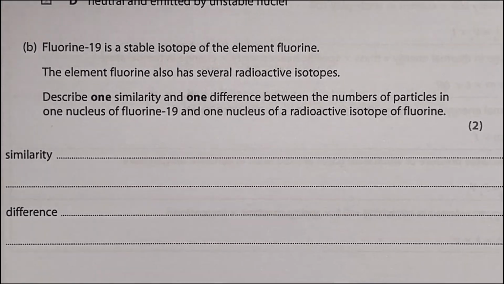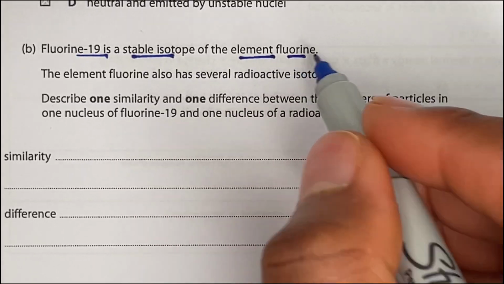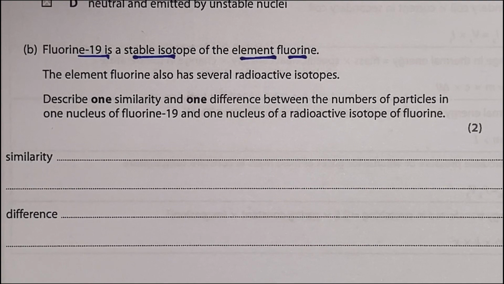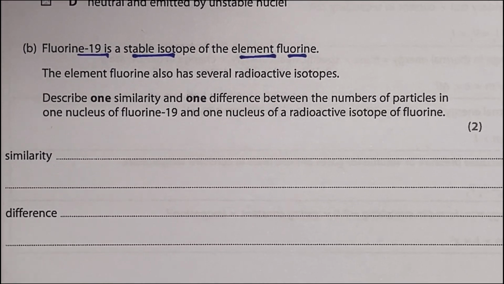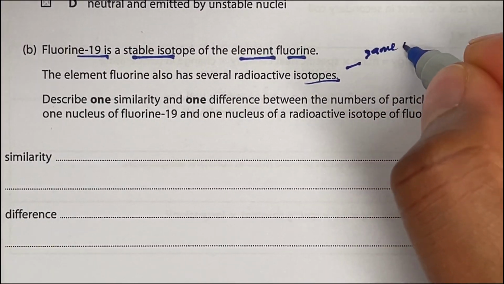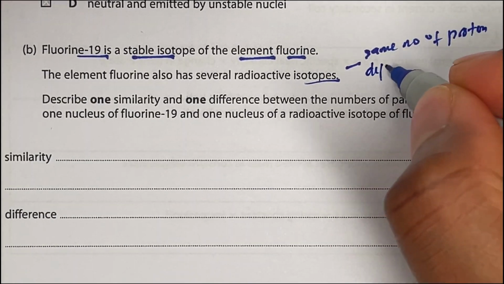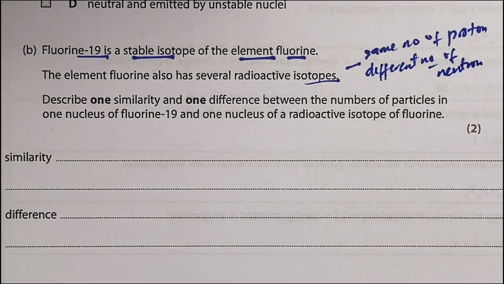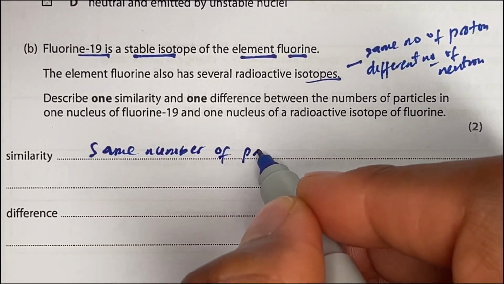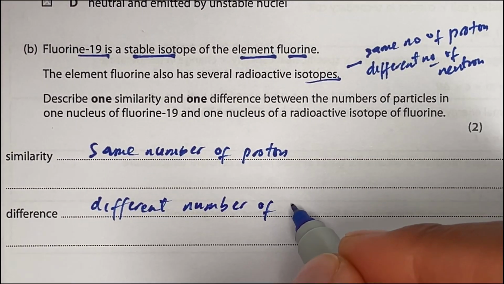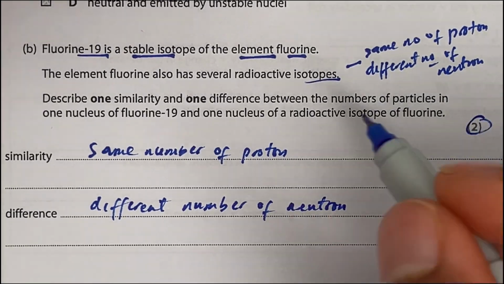Fluorine-19 is a stable isotope of the element fluorine. The element fluorine also has several radioactive isotopes. Describe one similarity and one difference between the numbers of particles in one nucleus of fluorine. Now, I know that isotopes have the same number of protons, different number of neutrons. So my similarity will be same number of protons and my difference will be different number of neutrons. That gets me my 2 marks.